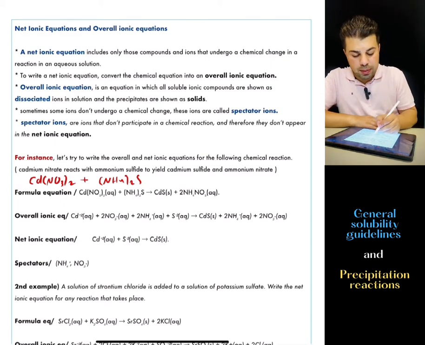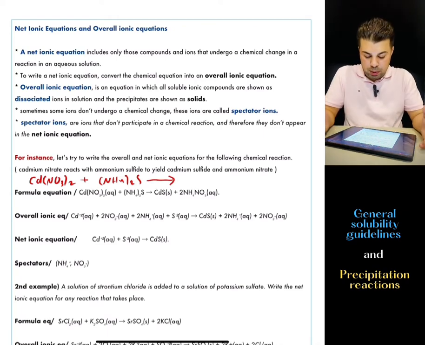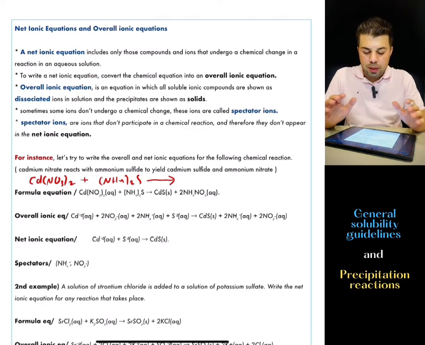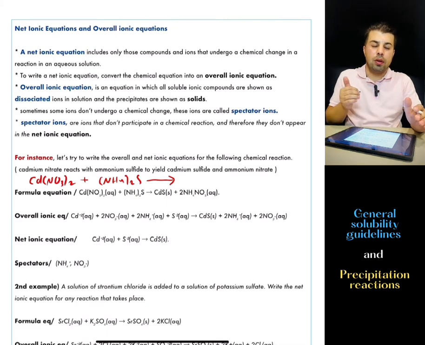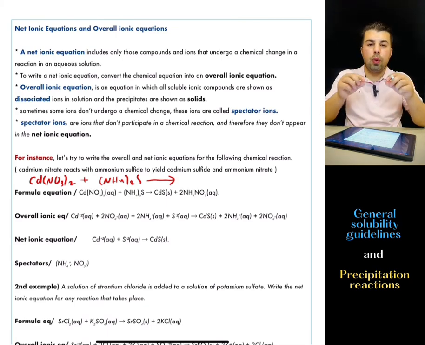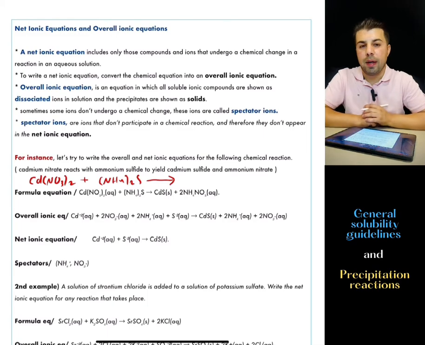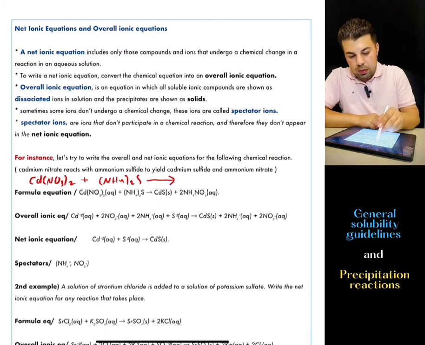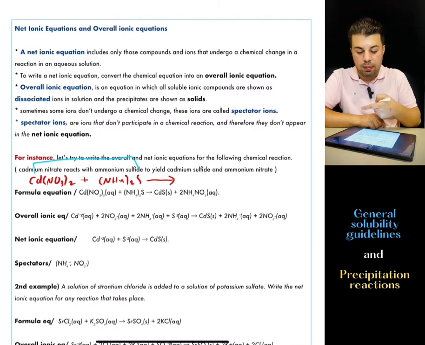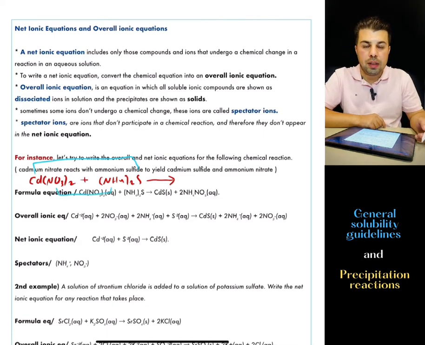A double displacement reaction has a very simple strategy. Simply we say far to far and close to close, which means we combine the two or we switch the positions of the cations together to form new chemical compounds. And exactly that's how the double displacement reaction occurs. Look, we can say far to far, which means the farther element or ion combines with the farther one, and close to close, the closer ion combines with the closer one.